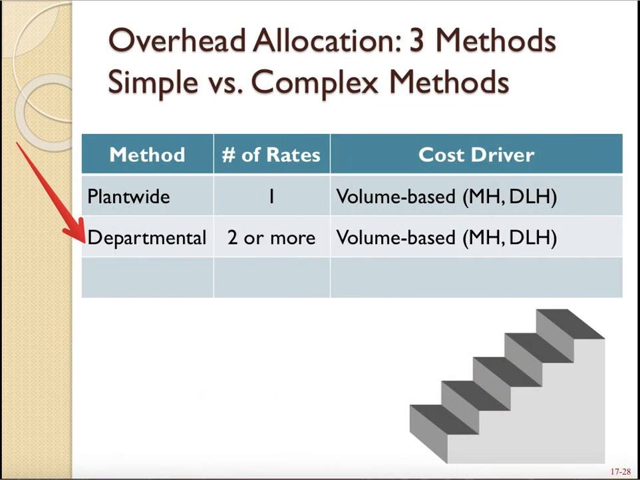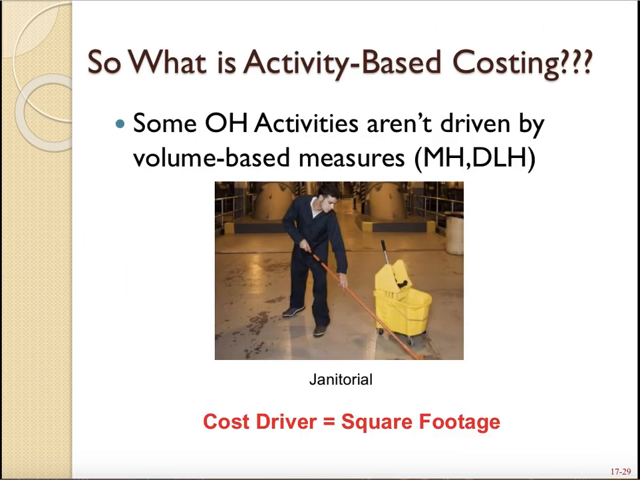So with the plant-wide method, you choose only one rate. It's a volume-based rate, either machine hours or direct labor hours. But for departmental, you can choose 2 or more rates depending on how many departments you have, but it's still based on volume-based measures, so machine hours or direct labor hours. But what's the problem with that? That's where activity-based costing comes in. Because some overhead activities aren't driven by volume-based measures such as machine hours or direct labor hours, right?